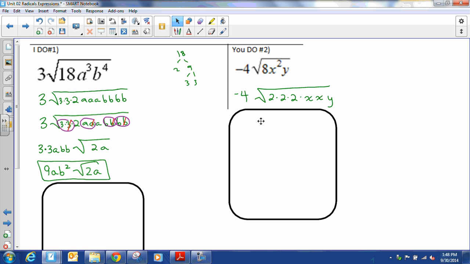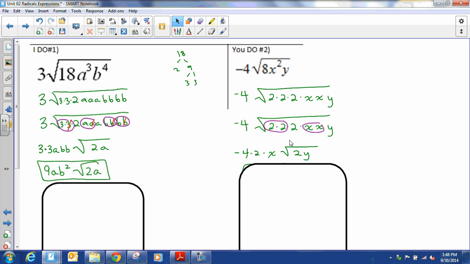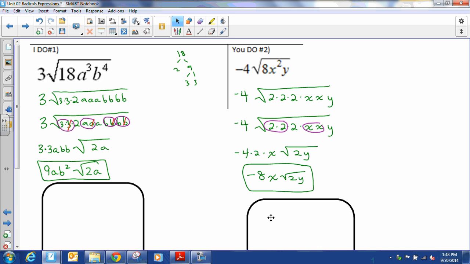So the next example, we see 8 gets expanded out to 2 times 2 times 2. They pair up. Only one of each pair makes it out. One of each partnership makes it out. So the final answer is negative 8x radical 2y.